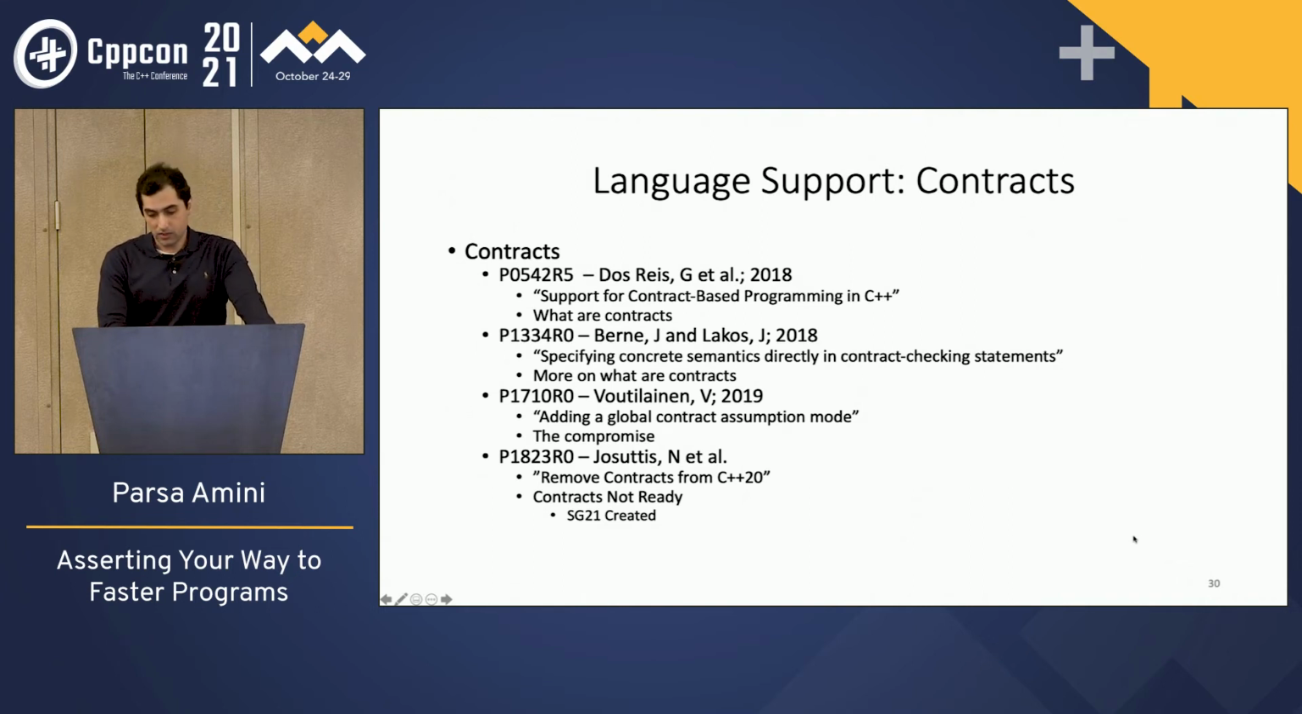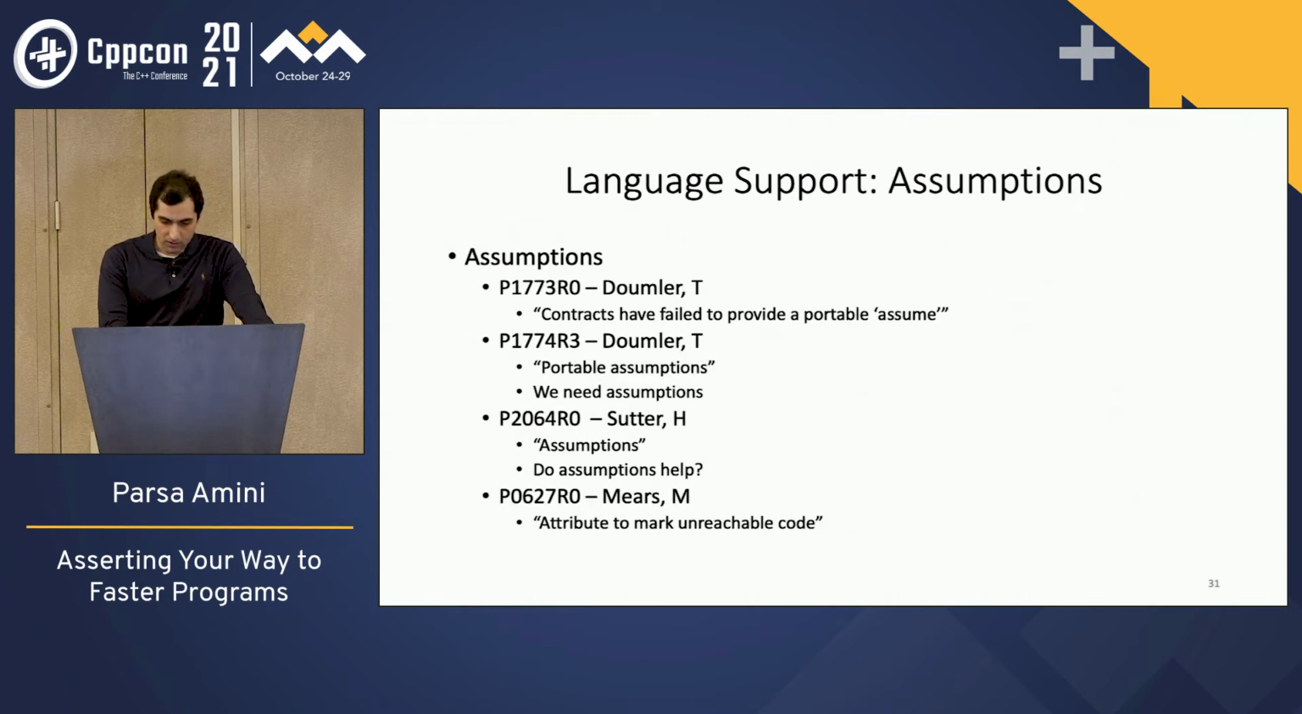What is the state of language support for contracts? It is not a part of the C++ language yet. And just for reference, here's a list of papers on contracts that you could take a look at if you wish. Same deal with assumptions, not a part of the language yet. The committee has considered contracts and assumptions. And here's the list of papers that you could look at for reference.